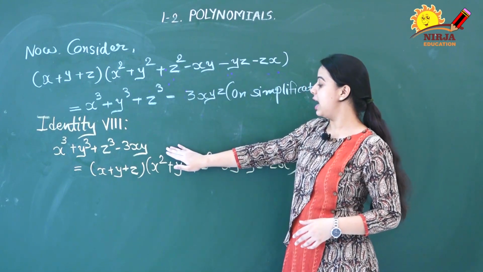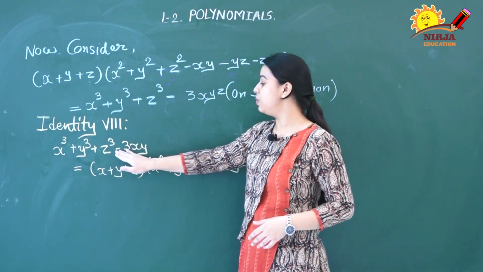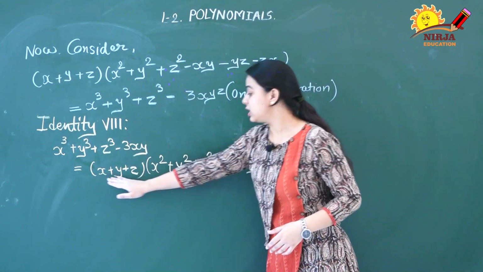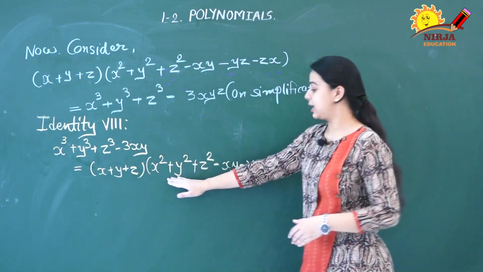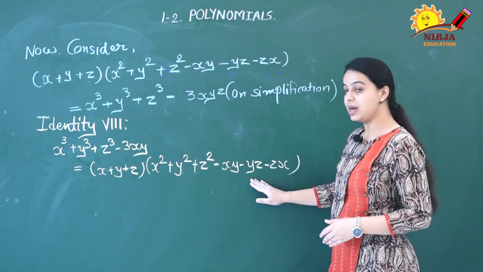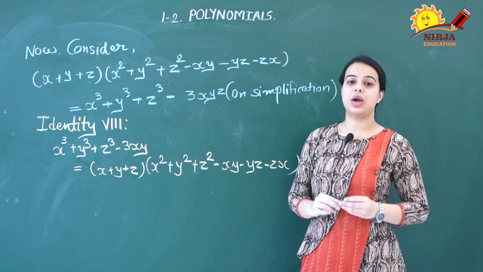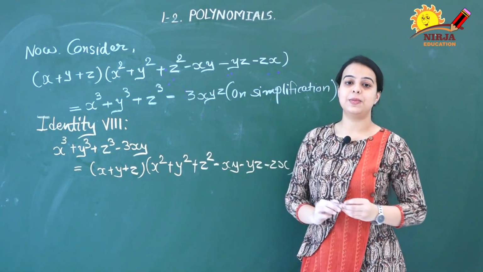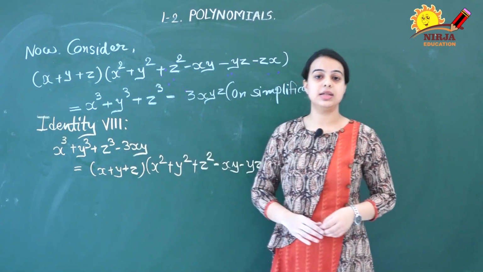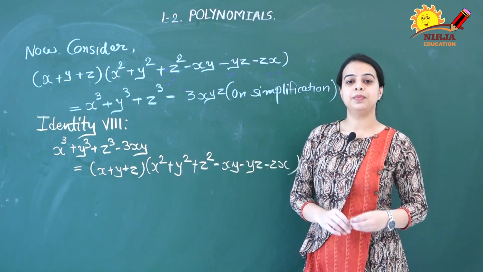If you have any expression like x³ + y³ + z³ − 3xyz, then the simplification of this will be (x + y + z) multiplied by (x² + y² + z² − xy − yz − zx). So here we are going to end the topic of algebraic identities. Till now we have studied 8 identities and you can solve various examples by using all these identities.